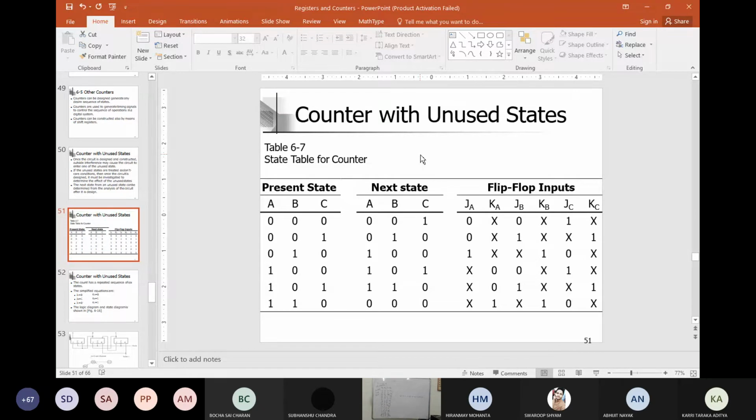This is just a synchronous example I am trying to tell. Ma'am, only 3 is not there. 7 is also not there, I guess. 5 is there in present state. Not 5, 7 is not.